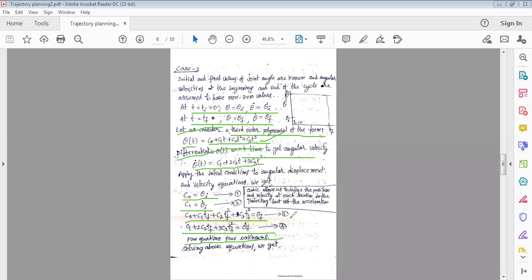Okay, so here a small note. What is this note? Let us see. The cubic allows us to define the position and the velocity at each location in the trajectory, but not the acceleration. Here the cubic allows up to angular velocity only, so position and angular velocity. It does not allow us to calculate the acceleration.